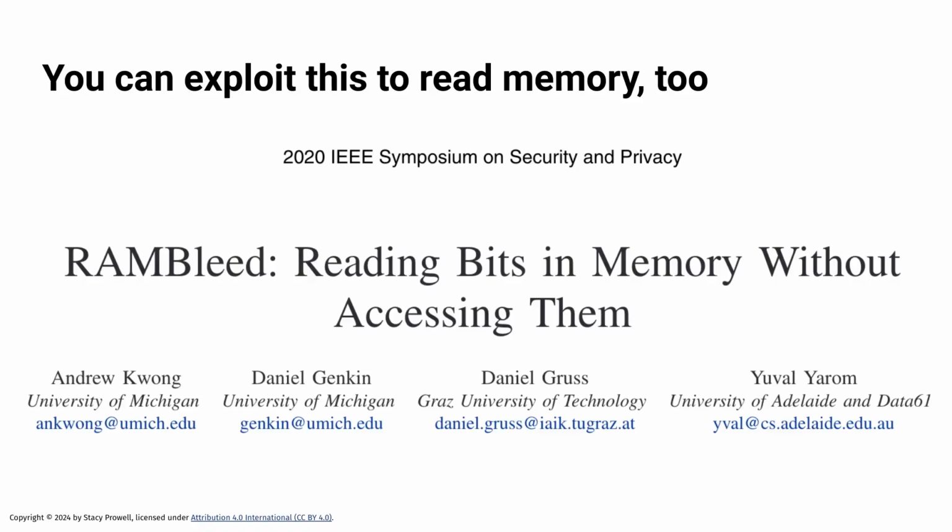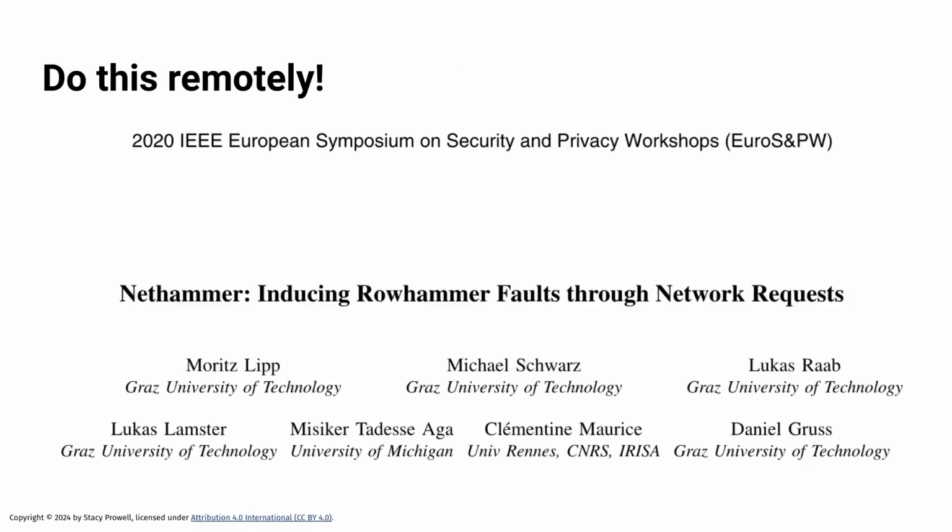This allowed us to read bits in memory without accessing them. Okay? I don't want to get into the details of that. It's a good paper. Feel free to read it. The basic idea is you can exploit the same technique to read the contents of memory you shouldn't have access to. You shouldn't be able to access this memory. It's protected memory. It's kernel memory. But you can get access to it and read it, and that's bad.